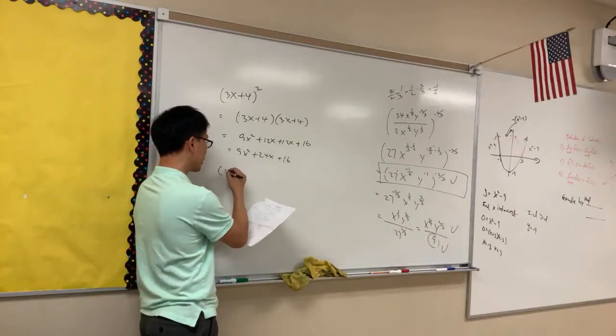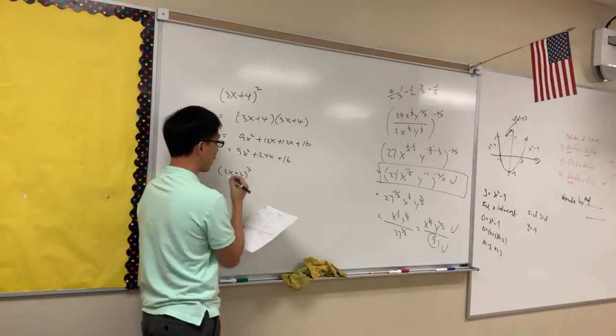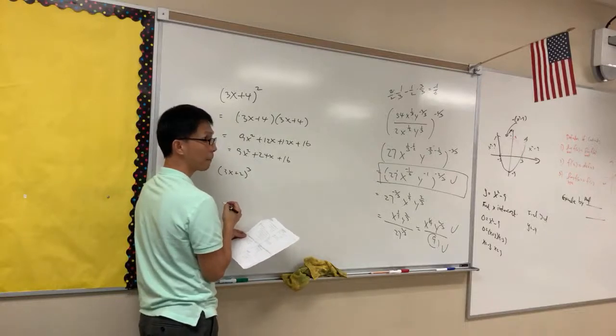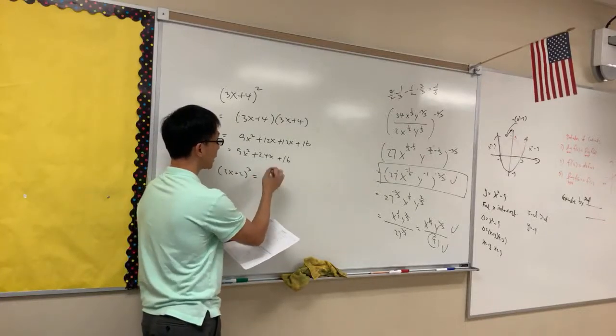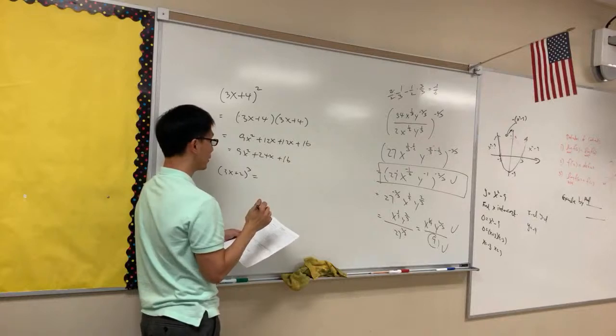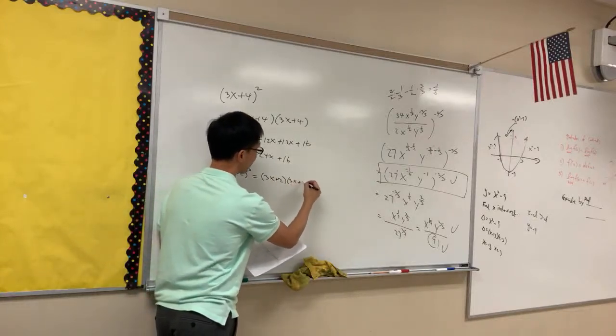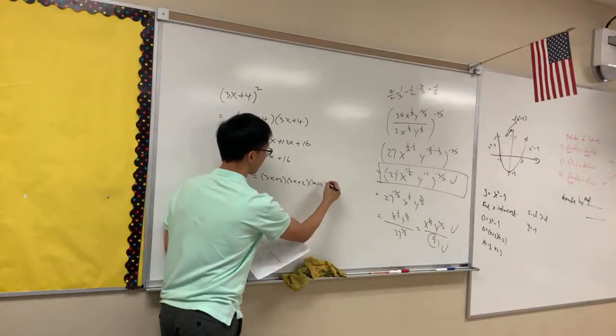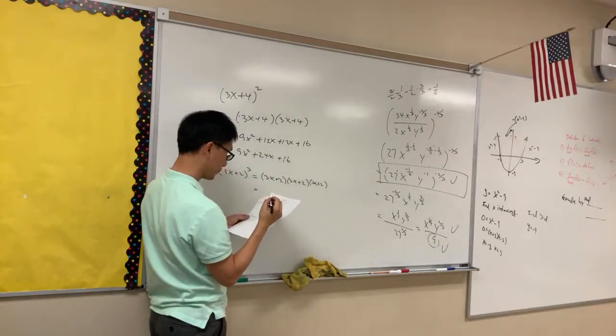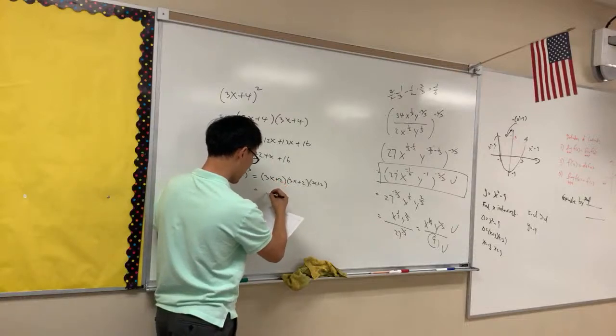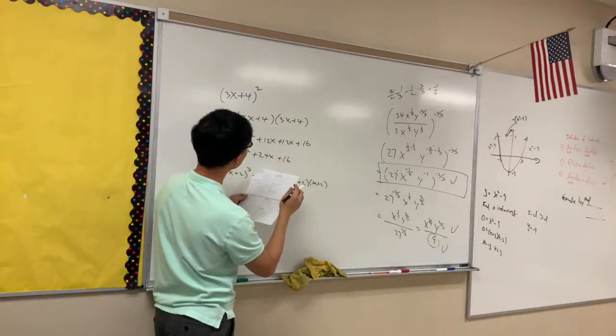Next one, 3x plus 2 to the 3rd power. Wait, Mister, they got 144x. Then that's wrong. They do multiply it together. Okay, so this one is 3x plus 2 times 3x plus 2 times 3x plus 2.